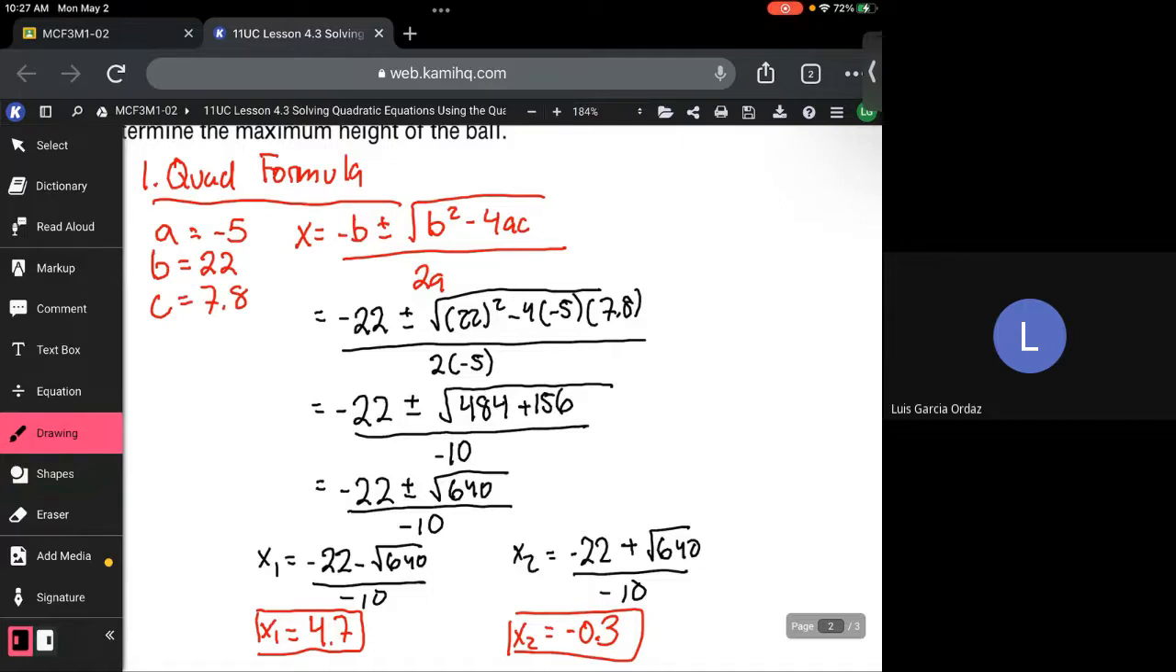Thank you. So the second thing we have to do now is find our axis of symmetry. And how do I do that? So x is equal to 4.7 plus negative 0.3, and I have to divide that by 2. So can someone tell me what my axis of symmetry is going to be? 2.2. Everyone got 2.2?